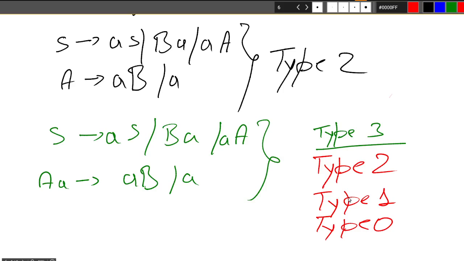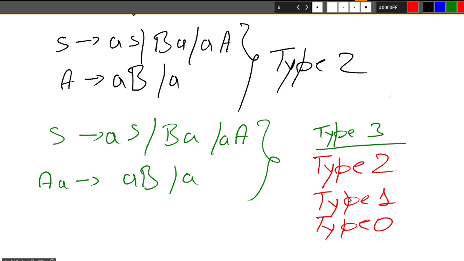It will be type 0. Who is saying? Satyavrat. Okay, Satyavrat. So you want to say it is type 0, it is not type 1. Yes, sir. Because of the production, AA gives A. Here, the length of RHS is greater than length of LHS. Okay. The length of left hand side is more than the length of right hand side.